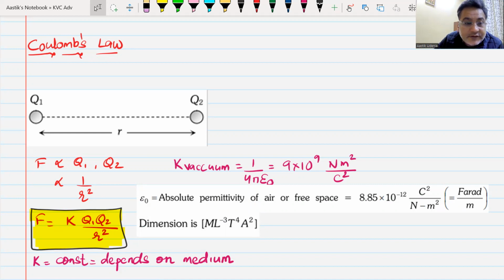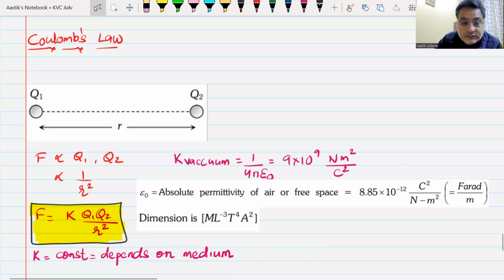Then there is one more term that will come, not here, but in the next chapter. Absolute permittivity. Chalo, we will see that there. Do we understand this much? Yes, sir. I'll give you 1 minute to note this down.